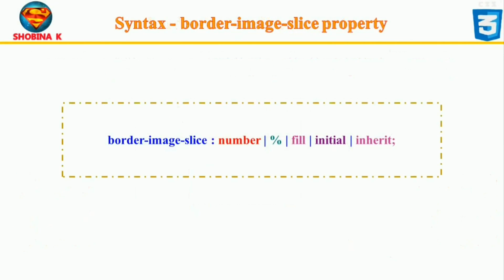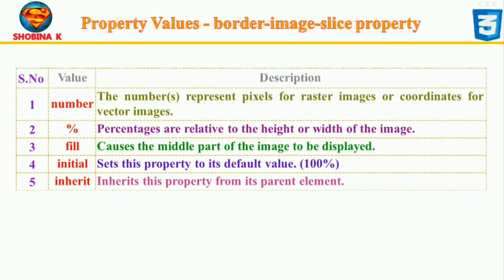This is a formal syntax for border image slice property. The number represents the pixels in image if the image is raster image or vector coordinates if the image is a vector image. Percentages are relative to the size of the image, the width of the image for horizontal offset, the height for vertical offsets. If fill keyword is present, it causes the middle part of the border image to be preserved. By default, it is discarded, that is, it is treated as empty. Initial will set this property to its default value. Inherit will inherit this property from its parent element.